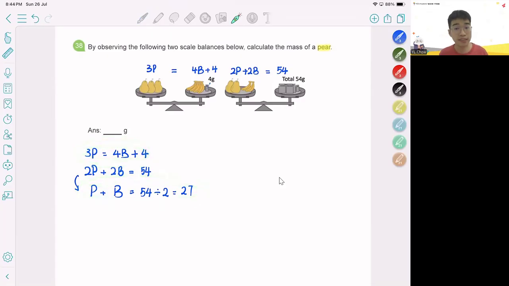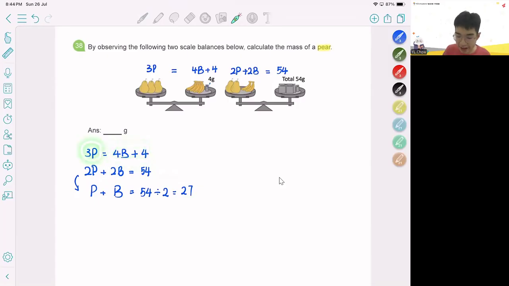In order to calculate something, you want an equation with only one type of fruit. So how can we do this? Maybe we can look at the first equation, right? The first equation says that three pears is the same as four bananas plus four.